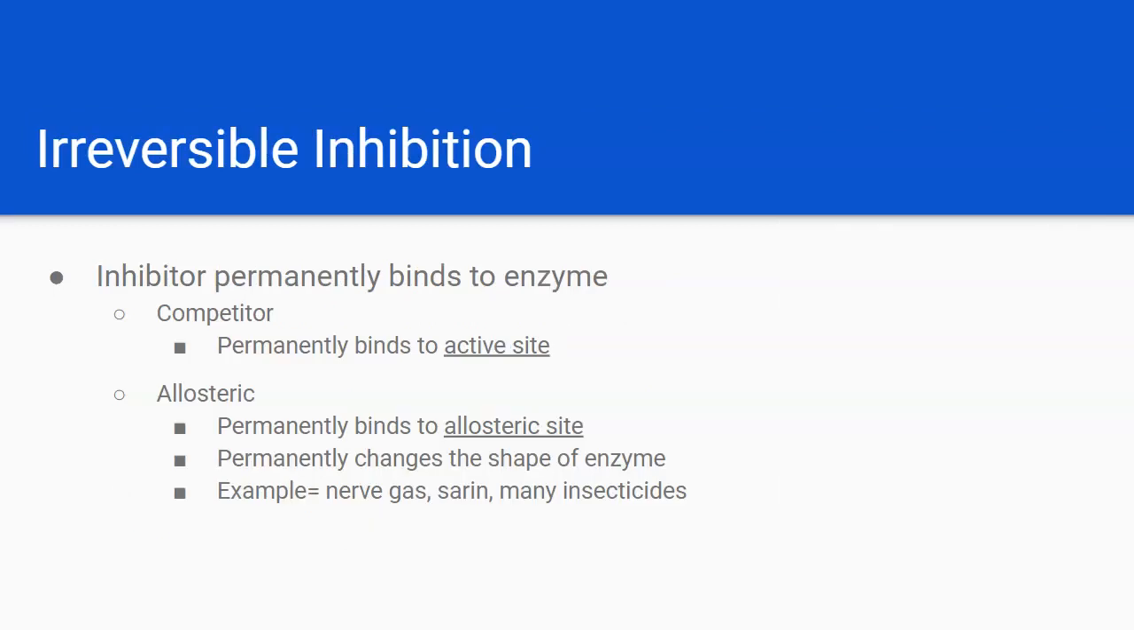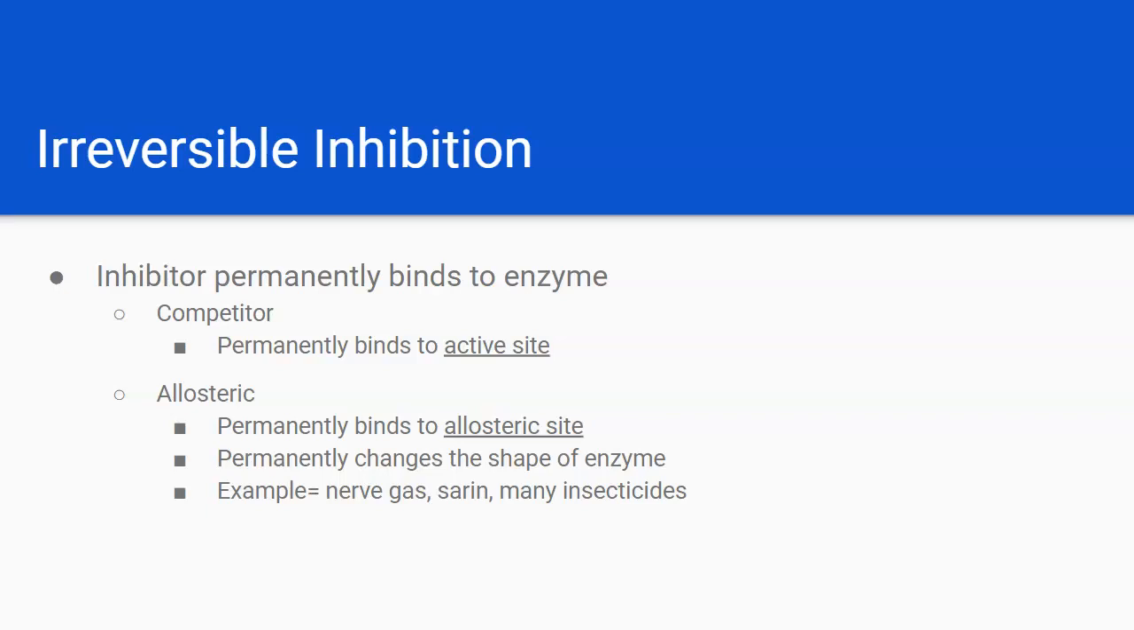Irreversible inhibition is exactly how it sounds. The inhibitor itself permanently binds to the enzyme. It locks itself into the active site and doesn't ever come out. So basically it prevents that enzyme from ever being able to work again. This can be allosteric as well.